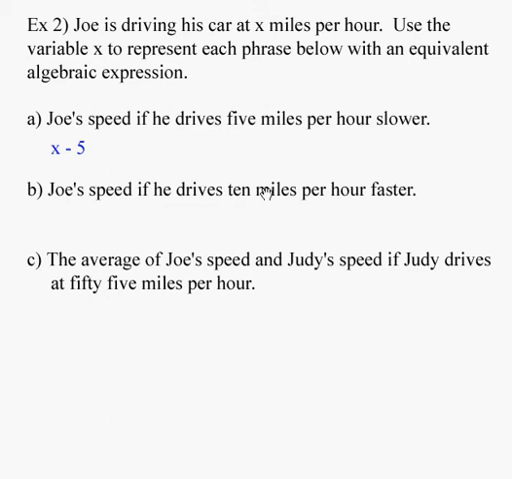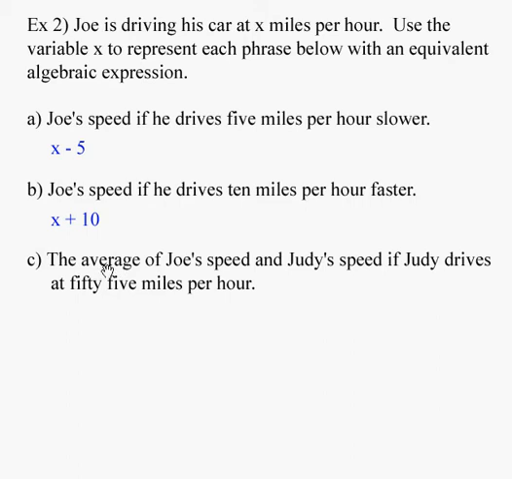All right, we want Joe's speed if he drives 10 miles an hour faster. Well, x is the speed Joe was driving, but after he speeds up, it's going to be x plus 10. Just like before, x was what he was driving, and then 5 miles an hour slower was x minus 5, and then faster, x plus 10. Really easy so far. The average. Now remember, average involves two operations.